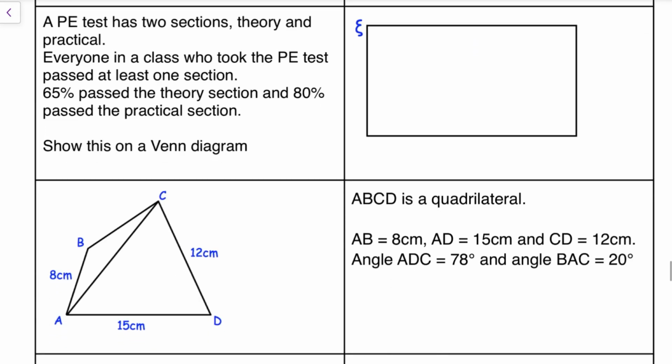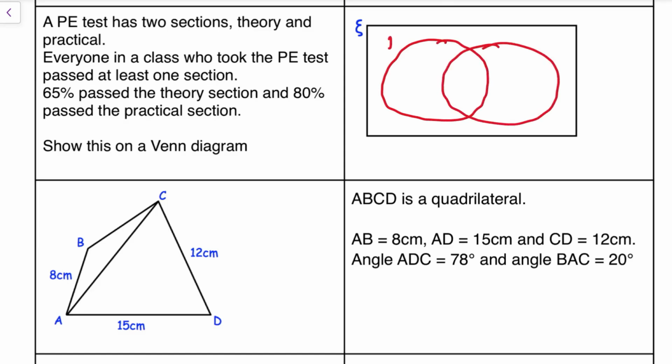Next question, it looks like we've got some Venn diagrams. A PE test has two sections, theory and practical. So let's write those up over here. So I've got my theory and I've got my practical, and let's highlight what I'm doing. That's my theory, that's my practical. Everyone in the class who took the PE test passed at least one section. So let's just read the rest first.